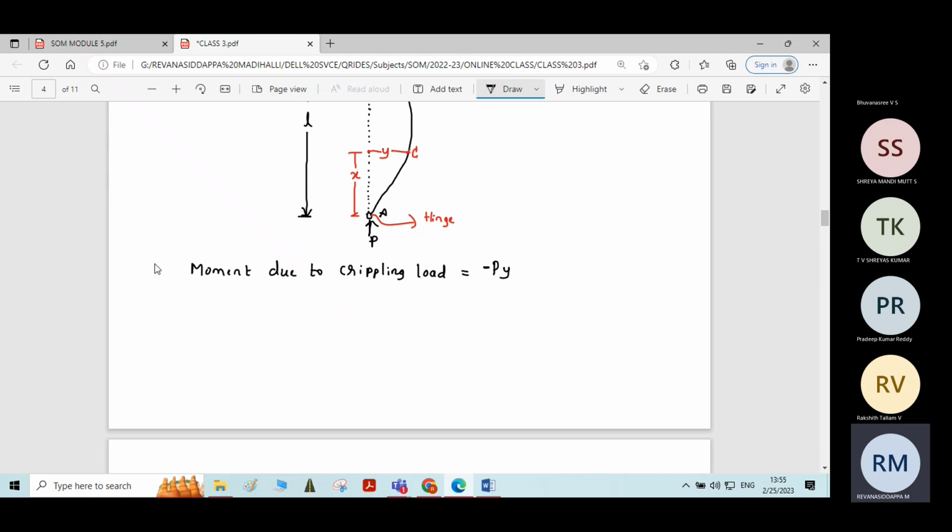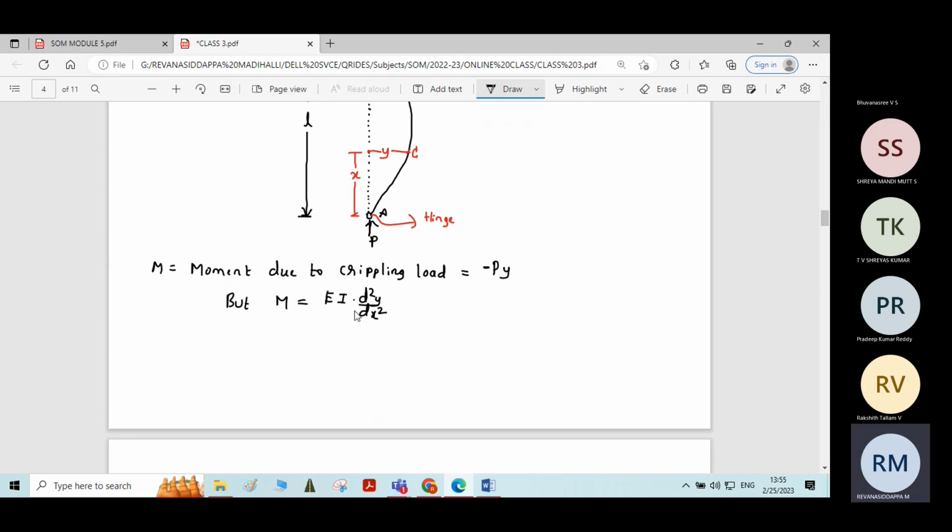Therefore, M is equal to the moment due to the crippling load, which is equal to minus Py. So we know the equation for the same moment in terms of the deflection of the beam, that is M is equal to EI into d square y by dx square. Okay, you are all familiar with this particular equation, correct?